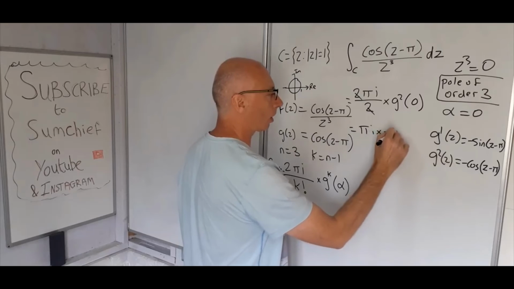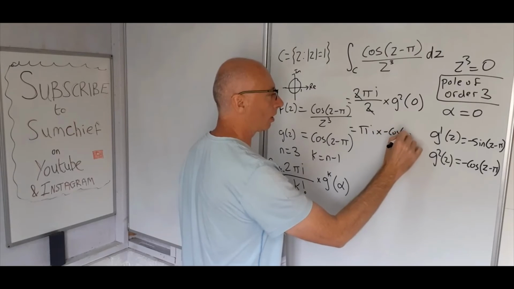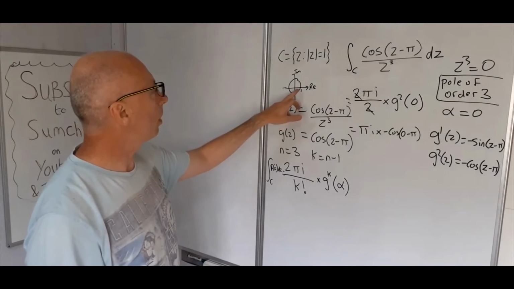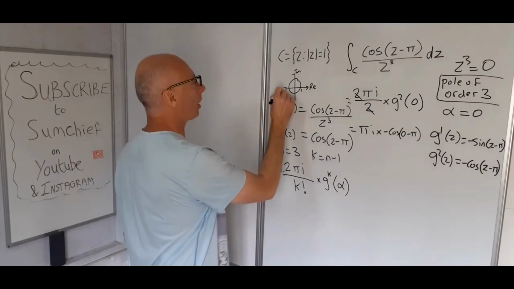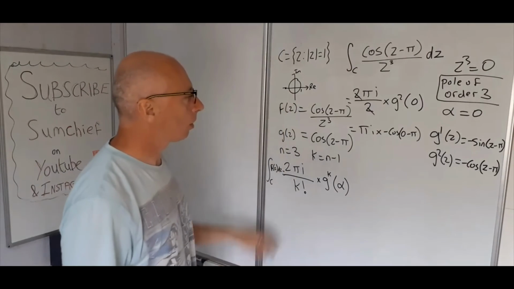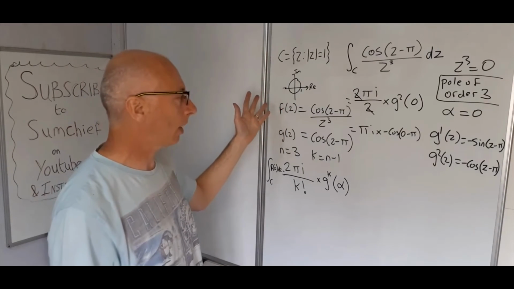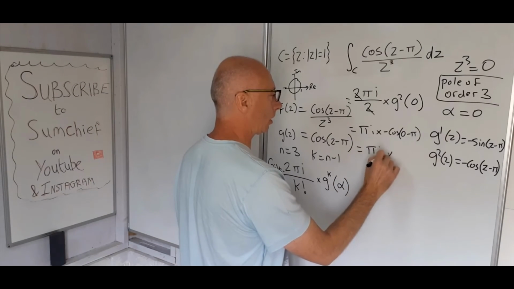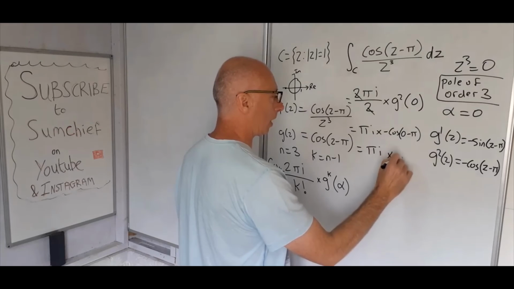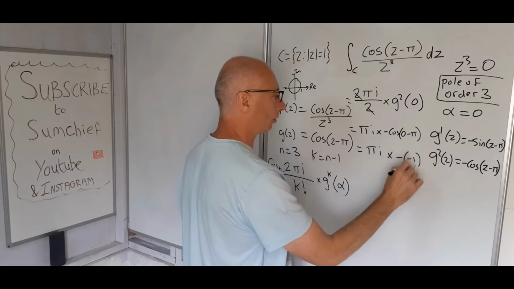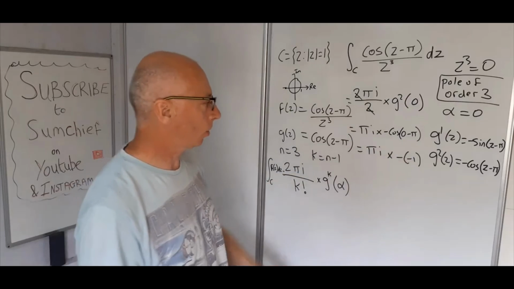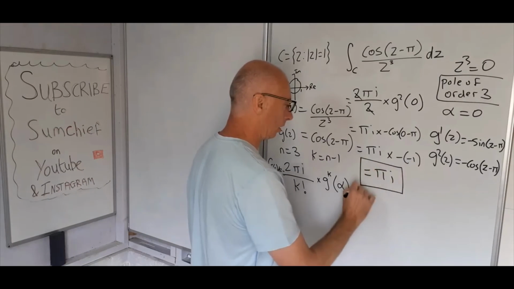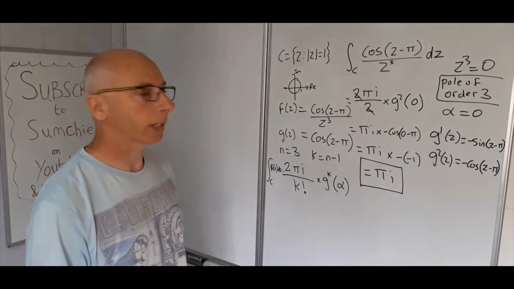So now what we get is we can cancel the 2's out, we've got pi i times minus cosine of 0 minus pi. Okay, cosine of minus pi. So minus pi is over here. So what is the cosine of that? Well, cosine of minus pi is minus 1. So it equals pi i times minus 1. So minus times minus 1 is just 1. So basically the answer is pi i. Okay, and that's our answer.